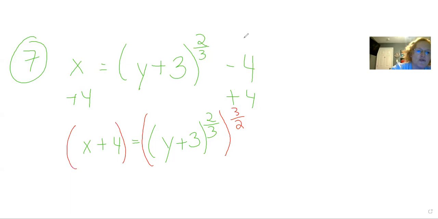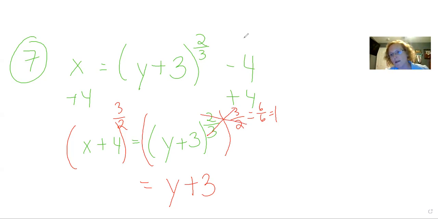And remember, whatever you do to one side, you got to do to the other. Now here's why you're going to do that. These fractions multiply. So technically that's 6 over 6, which really is 1. And so what we really have here by doing that to the 3/2 power is just plain old y plus 3 to the 1st power. And that's what we want, because then we can just get rid of the exponent. Another way to think about that, if you don't like that, is the 3's would cancel and the 2's would cancel, and we just have y plus 3. So you can think about it either way that you want.